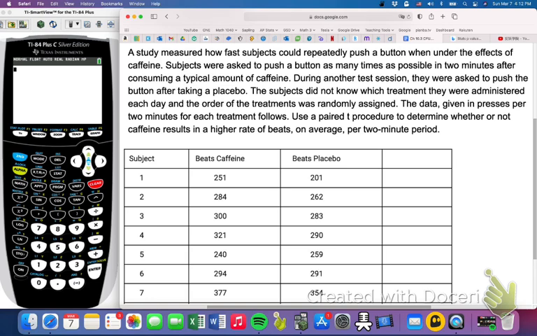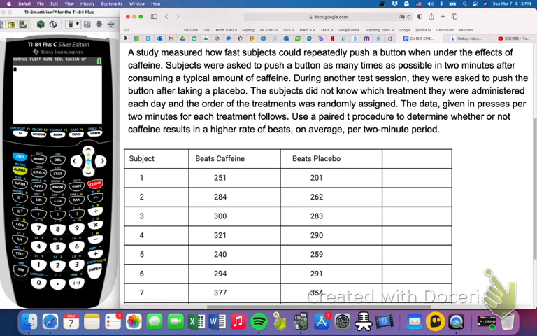The subjects did not know which treatment they were administered each day. So it's kind of like a blind experiment, right? Blind because the subject doesn't know. Now, if the subject doesn't know and the person administering doesn't know what they are actually giving to the patient, it's called a double blind.